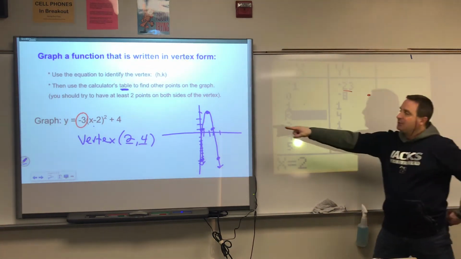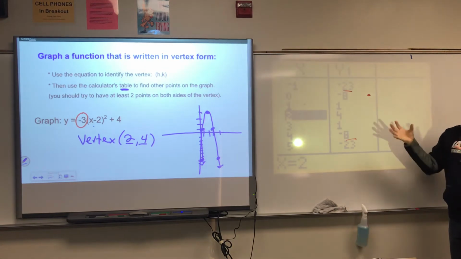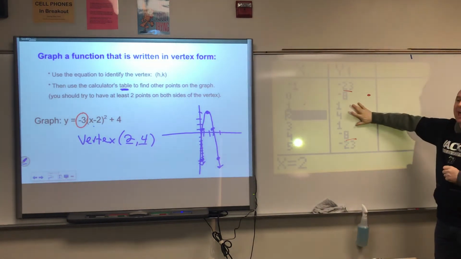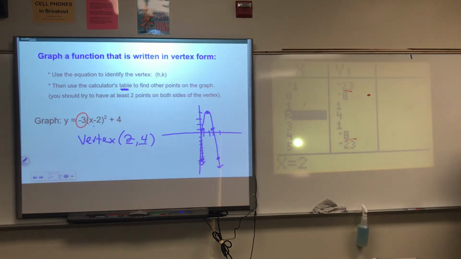Like I said, this one did have two nice ones on either side before the numbers start getting big. Sometimes you might only be able to find one on either side of the vertex. Sometimes there might be more. Sometimes there might be halves. You can certainly graph 4.5, 3.5, and so on. But graph as many points as you can. That's going to make your graph be more accurate. Okay, so that's how we're going to graph them. Find the vertex, use the calculator.